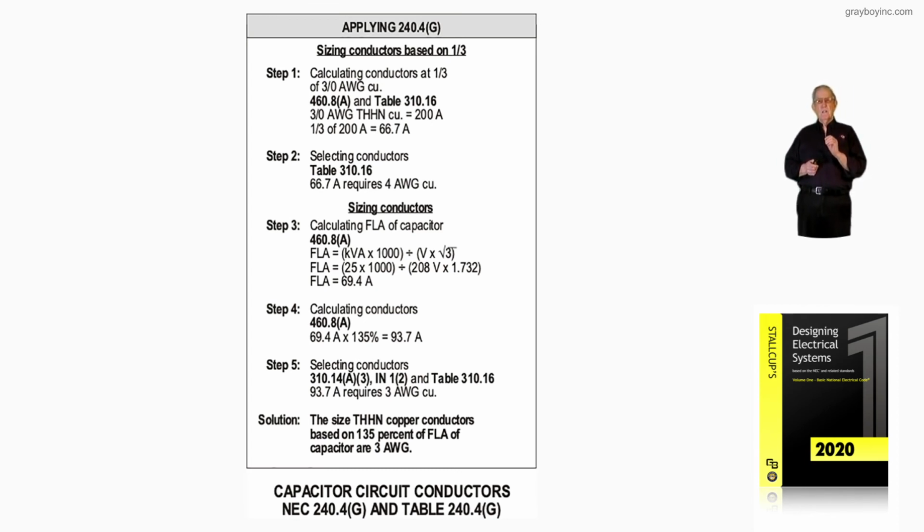And we'd come up with Table 310.16. So that would be number 3. So is a number 3 larger than number 4?